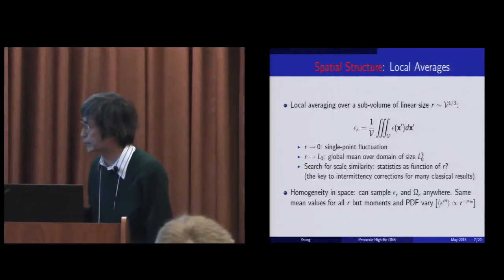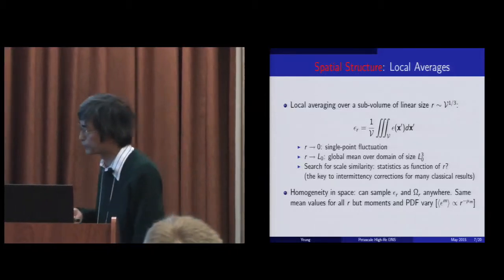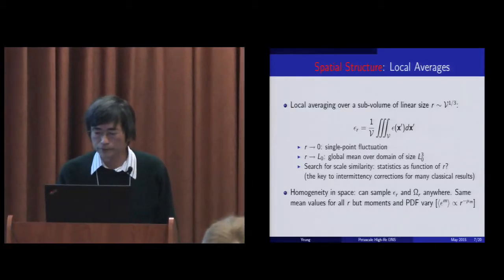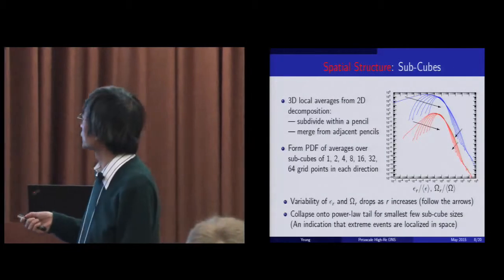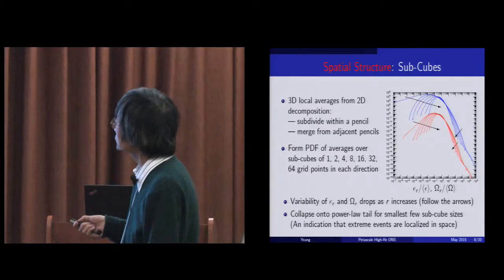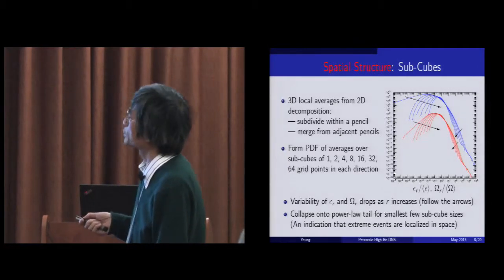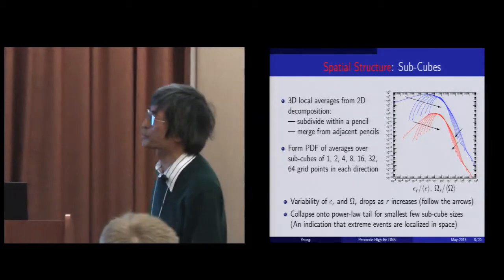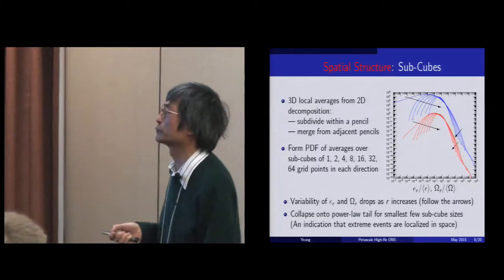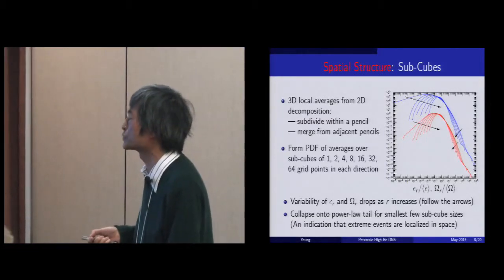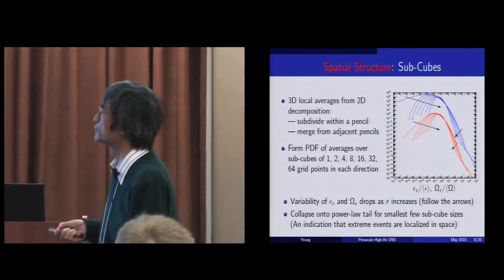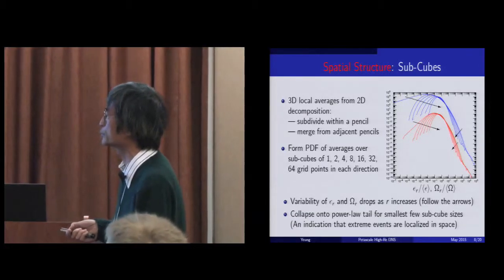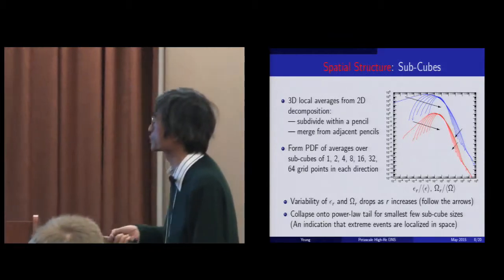And because of homogeneity, we can take samples everywhere. So let me look at this here, the PDF. We run our DNS code using a two-dimensional decomposition. There are a couple of tricks for us to recover three-dimensional local averages. We're mainly interested in averages over subcubes of relatively small size in each direction, 1, 2, 4, in powers of 2 up to 64.